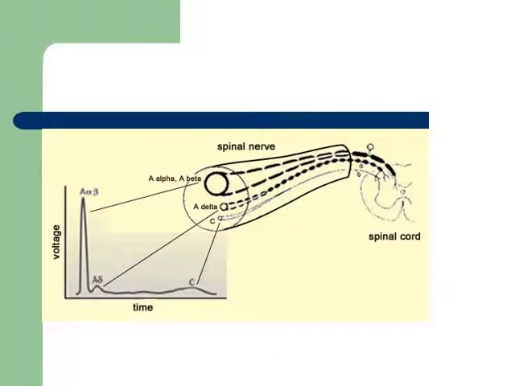This is a spinal nerve showing you the different diameters of the fibers. The C fibers and the delta fibers have slower conduction, as you see here, while the large myelinated fibers are rapid conductors.